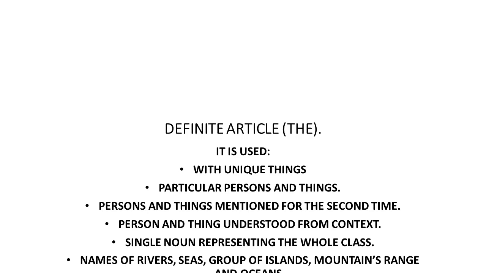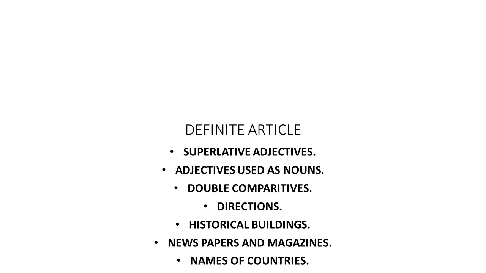Definite article the is used before superlative degrees. For example, tallest, biggest, best. The tallest, the biggest, the best, the highest. Next, the is used before adjectives used as nouns. For example, the rich persons do not agree with the young persons. The is used with double comparatives. For example, the more I earn, the more I spend.